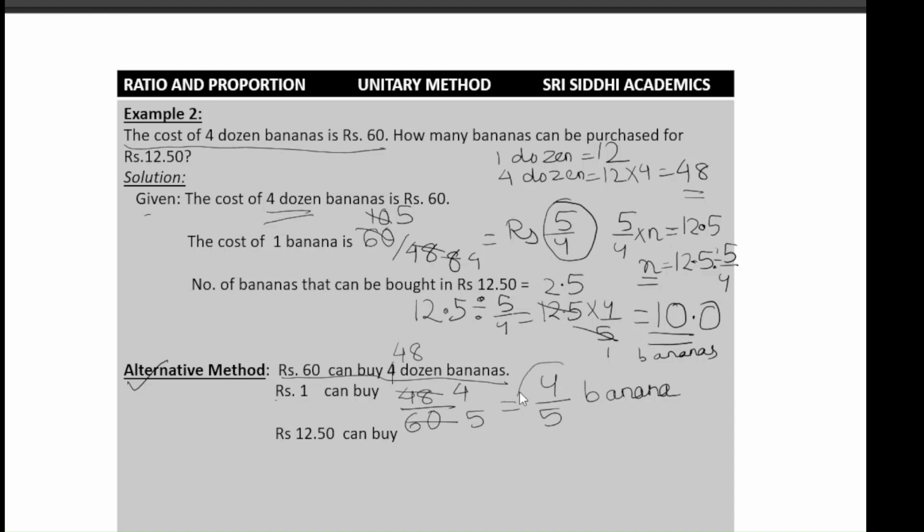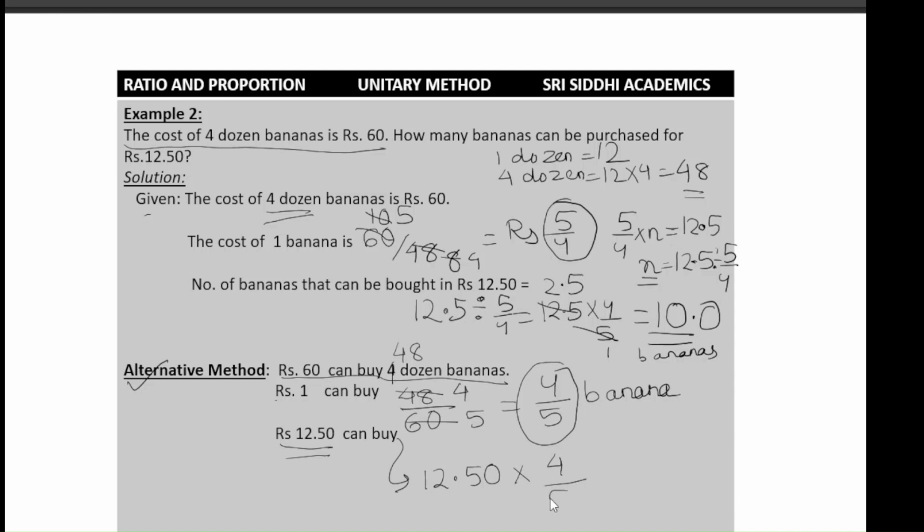So how many bananas can rupee 1 buy? Rupee 1 can buy 4 by 5 of a banana. So now we will find out rupees 12.50, how many bananas can it buy? Definitely I need to multiply here. Rupee 1 will buy less banana. Rupees 12.50 will buy more banana.